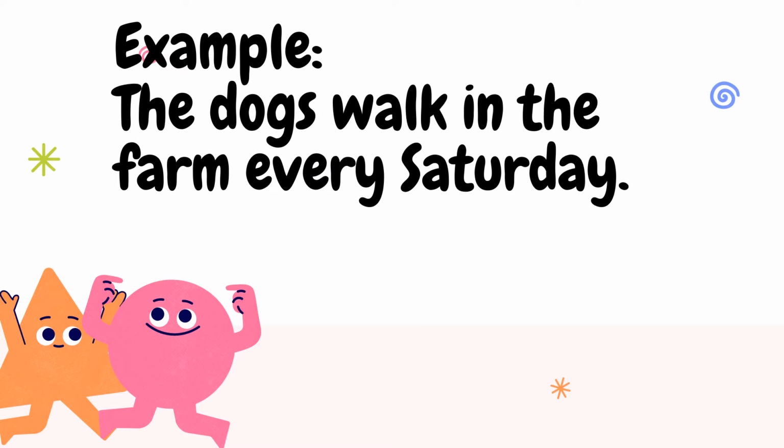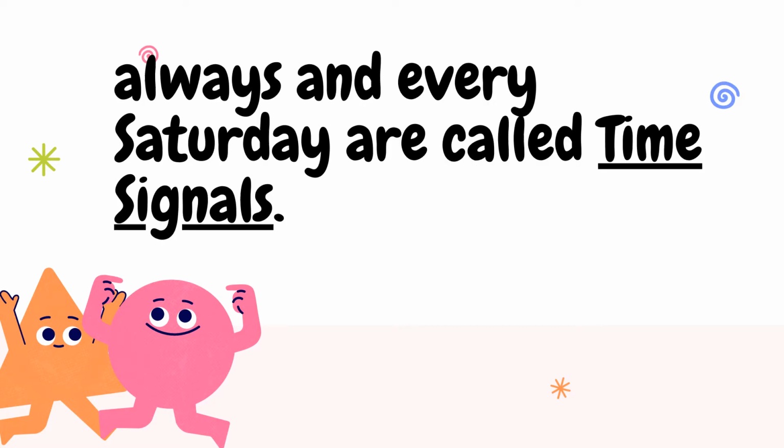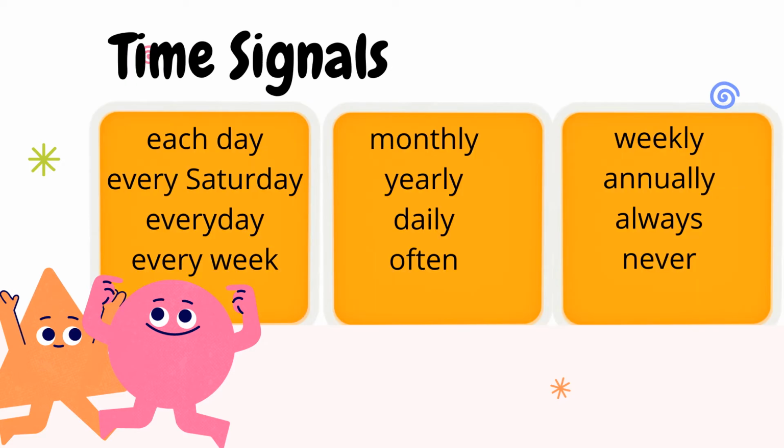Another example, the dogs walk in the farm every Saturday. The verb walk is in the present tense form. It shows habitual action because of the phrase every Saturday. Always and every Saturday are called time signals. They are time signals that indicate habitual action. Here are other time signals. Each day, every Saturday, every day, every week, monthly, yearly, daily, often, weekly, annually, always, and never.